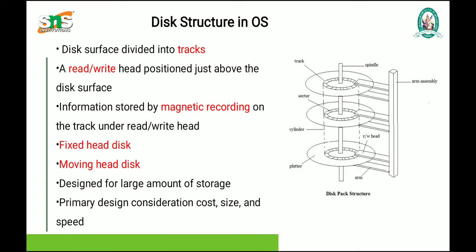The next topic is disk structure in operating systems. The disk surface is divided into tracks, with a read-write head positioned just above the disk surface. The information is stored by magnetic recording on the track under the read or write heads. There are two different types of head disk: one is called a fixed head disk and another is called a moving head disk, designed for large amounts of storage. The primary design considerations are cost, size and speed, and the diagram represents how disks are stored in operating systems.